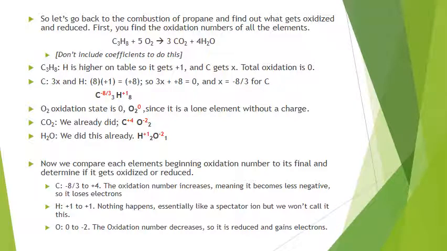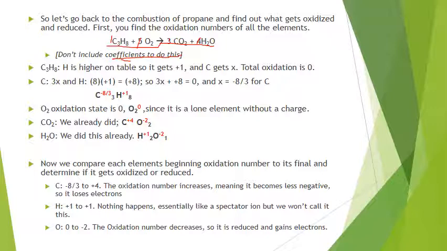So let's go back to our combustion of propane and see if we can figure out what gets oxidized and reduced. Here's our equation. Actually, we don't even need the coefficients to figure out what's being oxidized and reduced, so we're not going to look at the 3, 4, and 5 here, or even the 1. What you can do is just find the oxidation numbers of the carbon and hydrogen in the propane, the oxygen, and the carbon and oxygen in carbon dioxide, and this one as well.